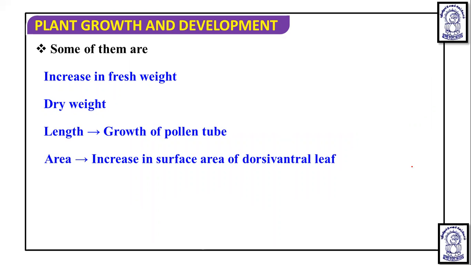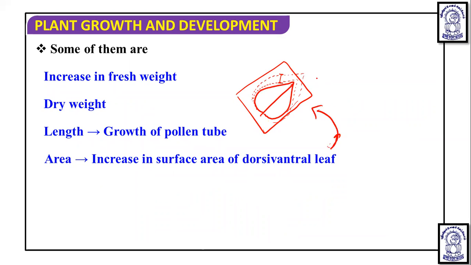And if you want to measure this, suppose this particular leaf is there, then we put it on paper and we take an outline. Then after a certain period of growth time, we allow it to grow. And if the growth is observed like this, then we can say this much surface area has increased. So by this dotted line on the page, we can measure the increase in the surface area.